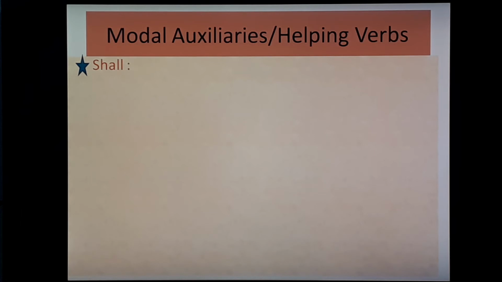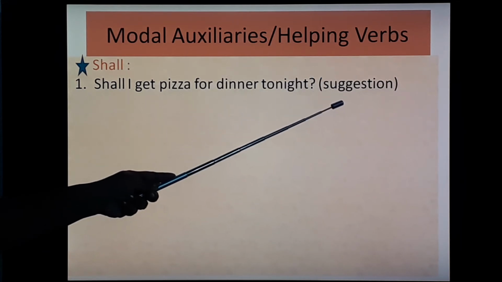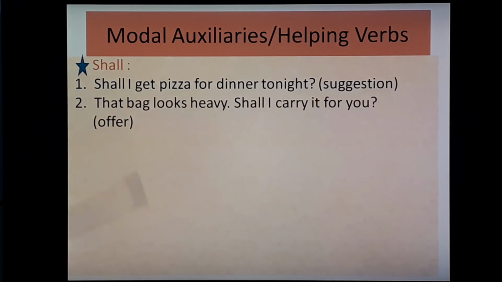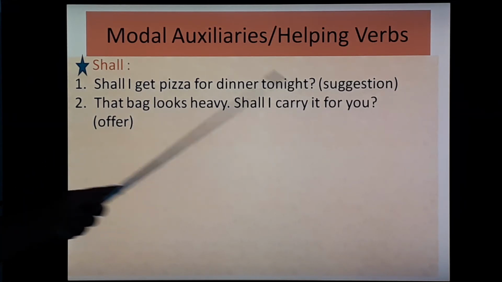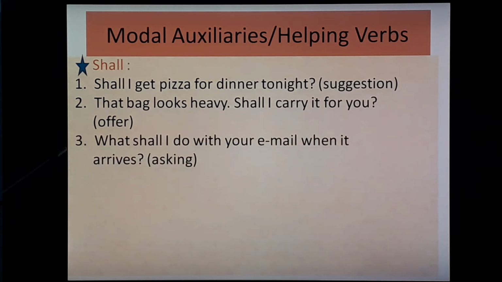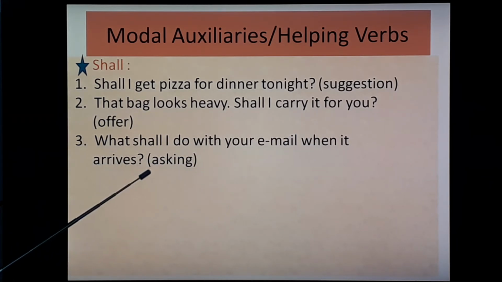Next is shall. First, shall I get pizza for dinner tonight? So it's a suggestion. So in the form of suggestion you need to use shall. Second, that bag looks heavy. Shall I carry it for you? So you are offering help to someone. Third, what shall I do with your email when it arrives? So asking form it is given. So here shall is used.